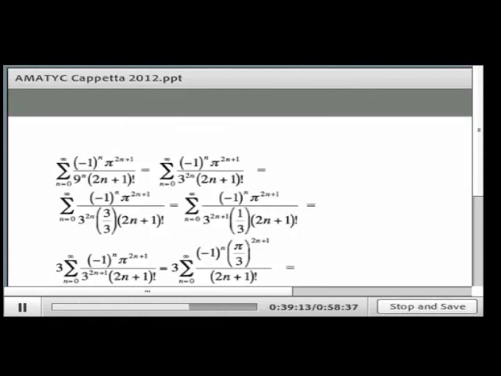And there's a lot of algebra here. I'll just give you a couple of the highlights. 9 to the n becomes 3 to the 2n. That's not a problem. Multiply by 3 over 3 here because it'll be 3 to the 2n times 3, or 3 to the 2n plus 1 times a third. If I bring that 1 third out, that'll be a 3 up here. And now I'm in a form that I can use the sine function. Negative 1 to the n, pi over 3 to the 2n plus 1 over 2n plus 1 factorial. That, of course, is 3 times the sine of pi over 3.